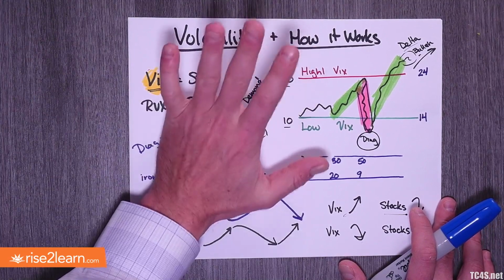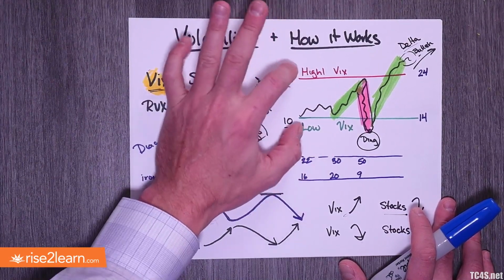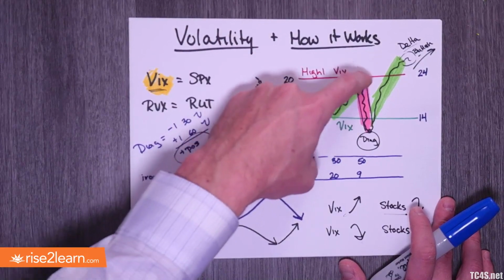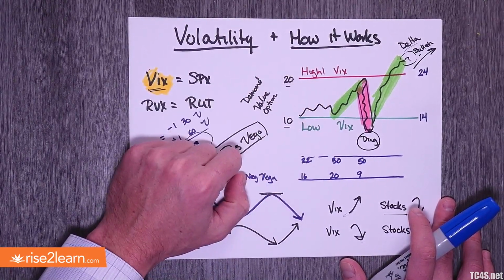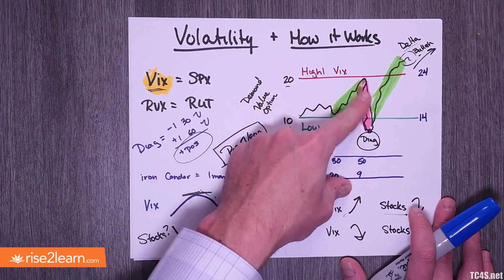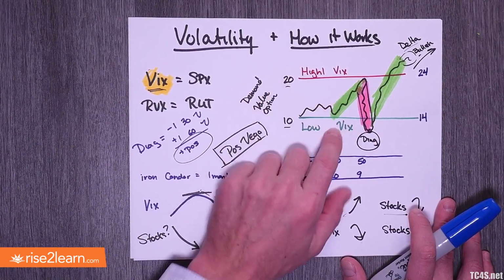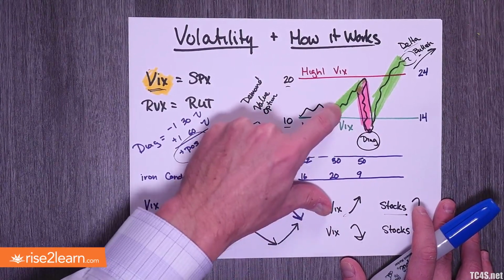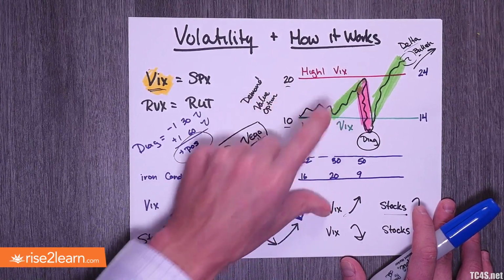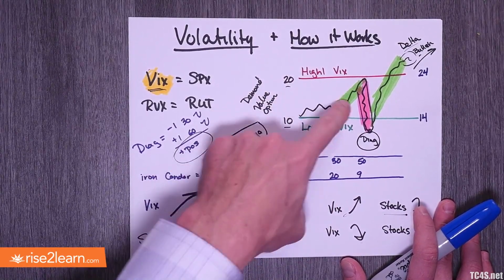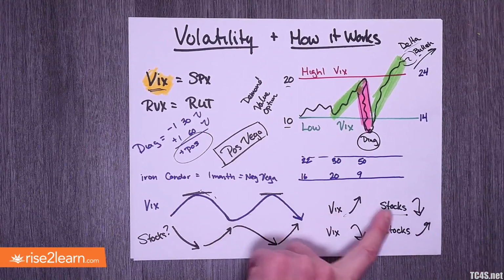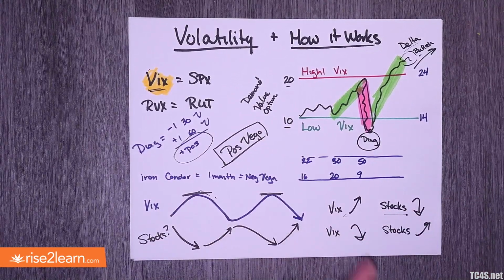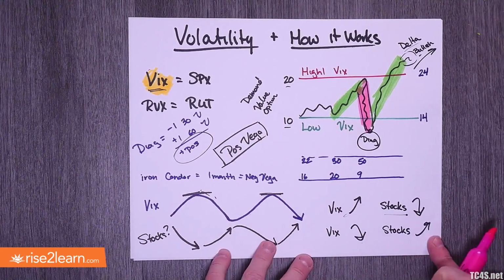Remember, this gets a little confusing, and it's because as the VIX is heading higher, volatility is increasing. As the VIX is heading lower, volatility is decreasing. Most people get that part. Now, as the VIX heads higher, what does that mean for stocks? Stocks actually go down. So as the VIX heads higher, stocks go down. As the VIX heads lower, stocks actually increase.